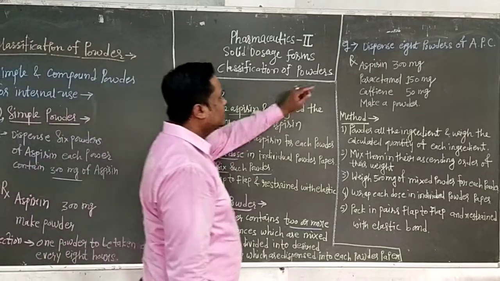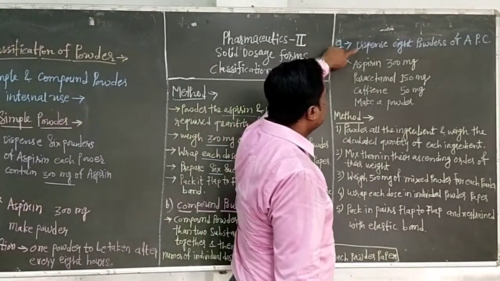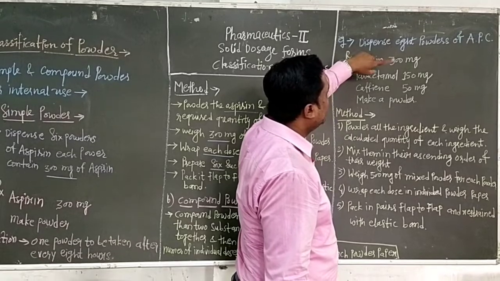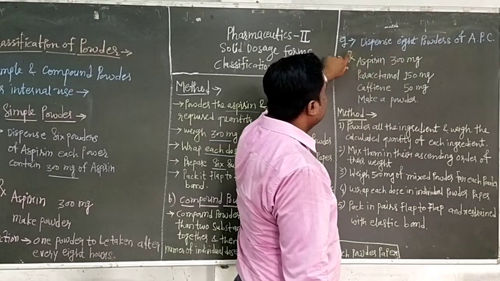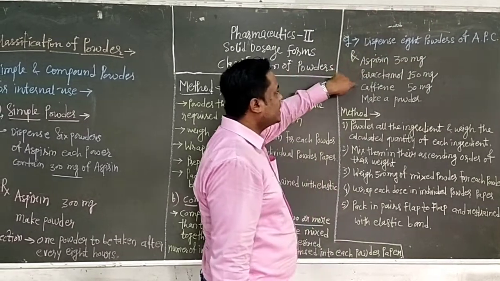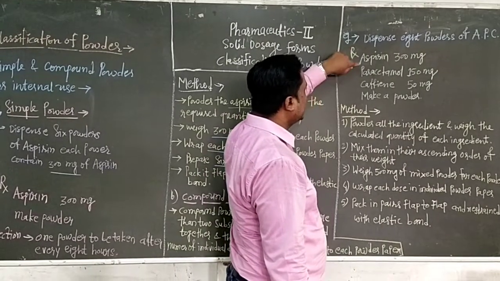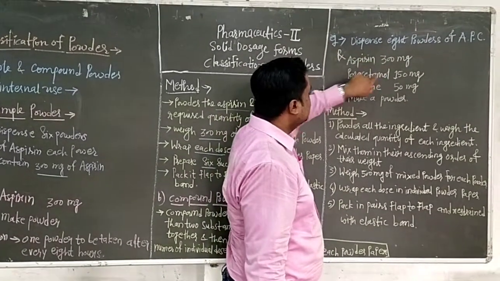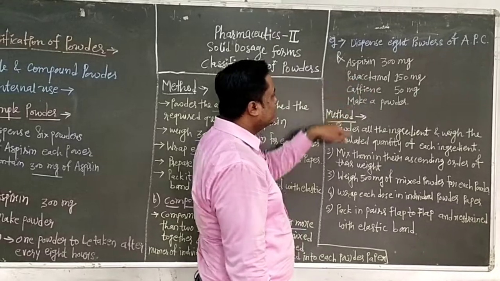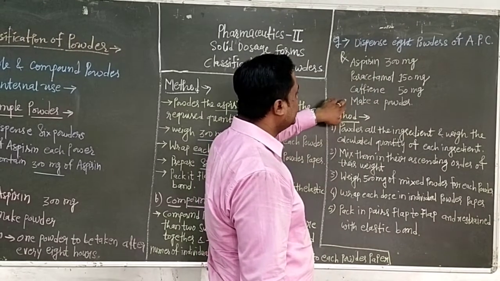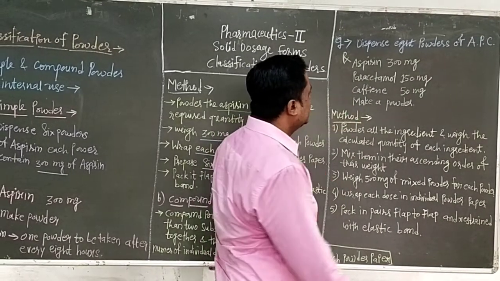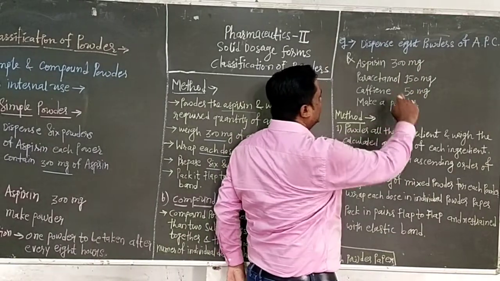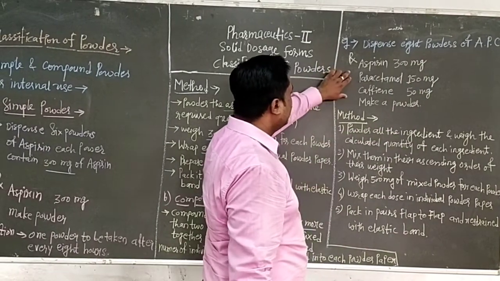And we have to see the example of compound powder. Dispense 8 powders of APC. APC means aspirin, paracetamol and caffeine. The prescription is Rx: aspirin 300 mg, paracetamol 150 mg, caffeine 50 mg, and make a powder. Then the total of the three is 500 mg of quantity.